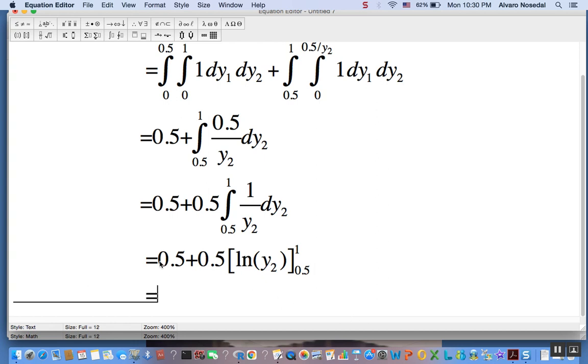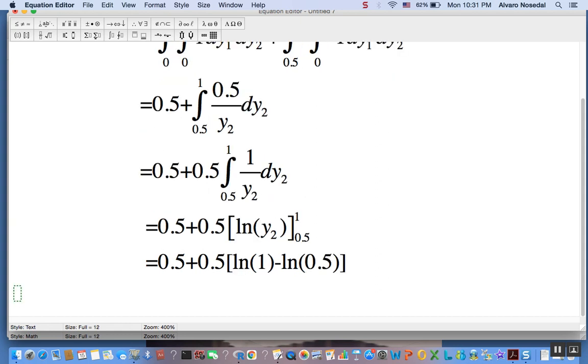Okay, no problem, so let's do that. It's going to be 0.5 plus 0.5 times the natural log at 1 minus the natural log at 0.5. Now note that the natural log of 1 is just 0, because e to the 0 power is 1. So we already have that, and that's just minus the natural log of 0.5.